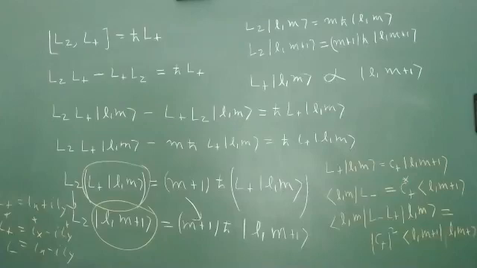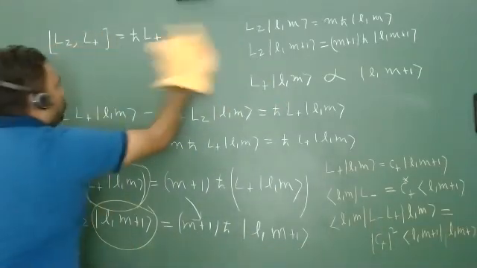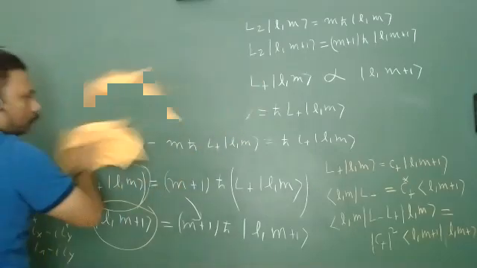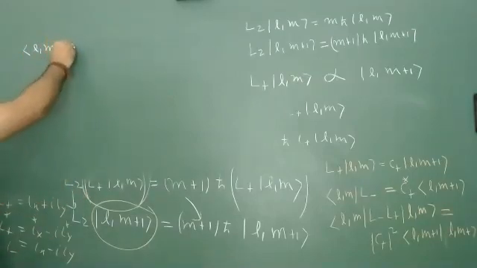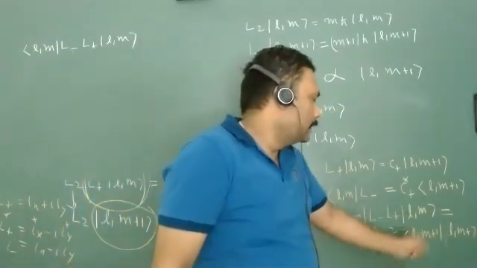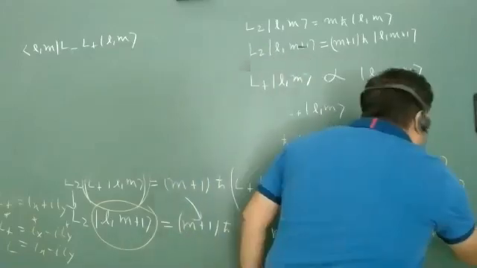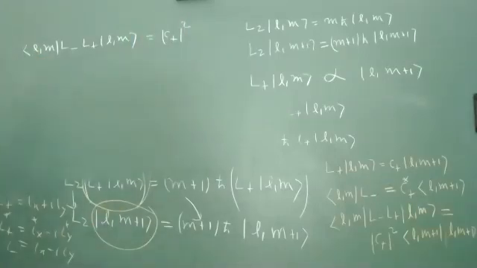So let's calculate what L−L+ will be. Please, all these derivations are very important from your examination point of view. ⟨l,m|L−L+|l,m⟩, and yes, this is normalized. We gave you the normalization condition in the last class: ⟨l,m+1|l,m+1⟩ equals 1. So this is normalized, and what we will have is |C+|². Now let's calculate L−L+.